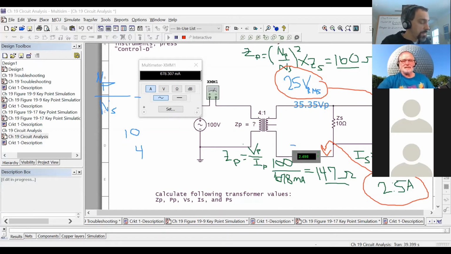Okay, impedance matching. Let's see what we have left in this chapter. Just a little bit left in here. That's not much. All right, so real quick on impedance matching, impedance and impedance transformation.